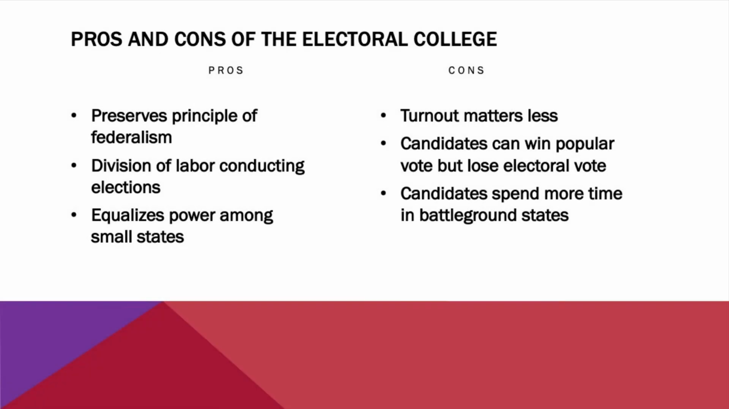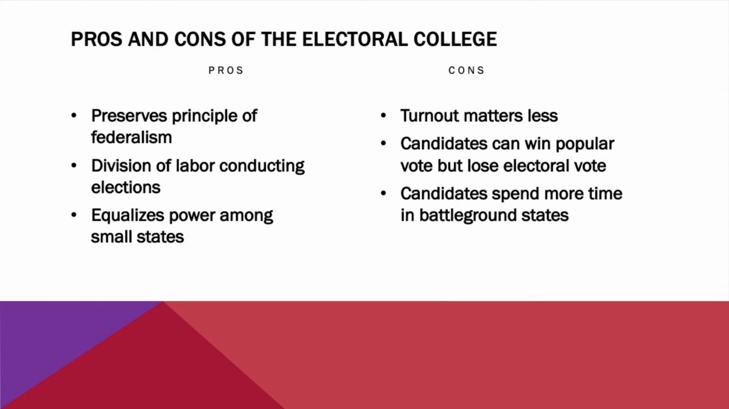So overall, the Electoral College does preserve the principle of federalism. It allows a division of labor for conducting elections at the state level, and to some extent it does equalize power among small states. Cons, on the other hand: turnout matters less, considering that each state has a solid number of delegates to award at the end of the day. Candidates can win the popular vote but lose the electoral vote, and candidates spend more time in battleground states than in the rest of the country.